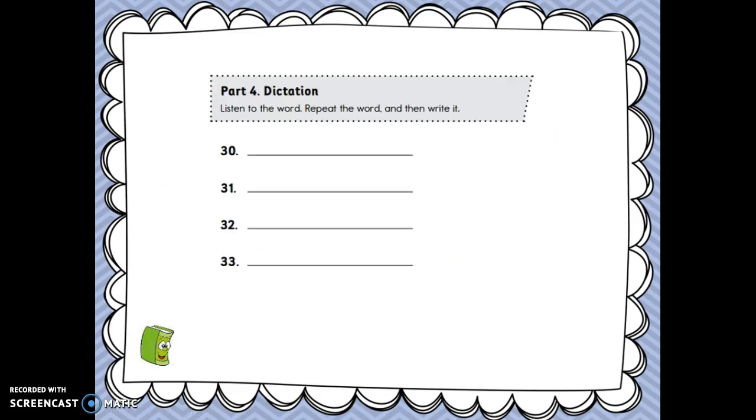In part 4, you're going to complete some dictation words. You will listen to the word, and then you will repeat the word and write it. Do your best to listen to all those sounds. It would be helpful for you to finger stretch the word and then write it on the line.